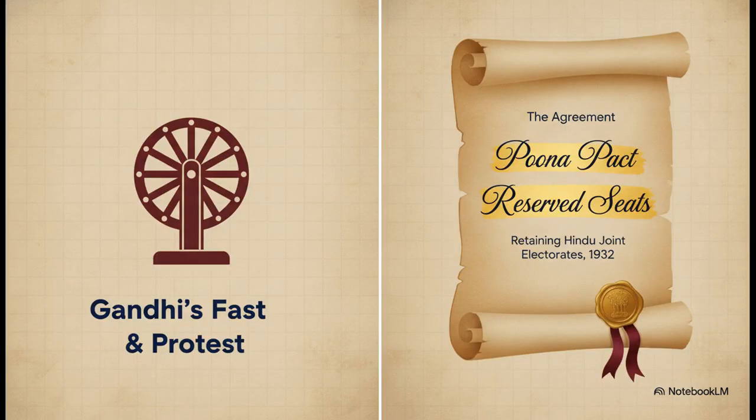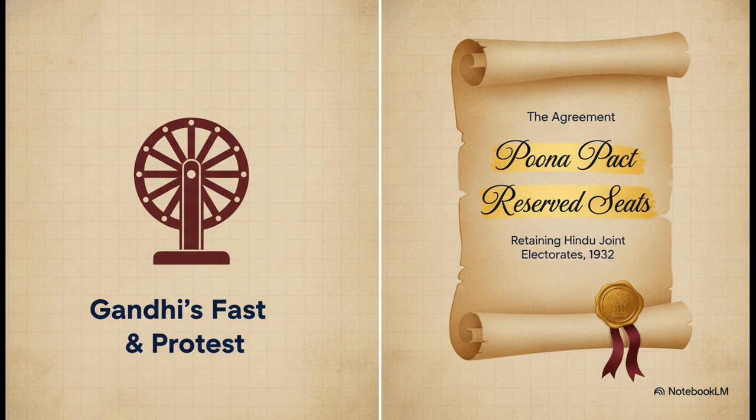Between the major acts, the timeline gets incredibly intense. In 1927, the British appointed the 7-member Simon Commission to report on India's condition. Because it was entirely British, all Indian parties fiercely boycotted it. Following its report, British Prime Minister Ramsay MacDonald announced the Communal Award in 1932. This controversially extended separate electorates to the depressed classes.